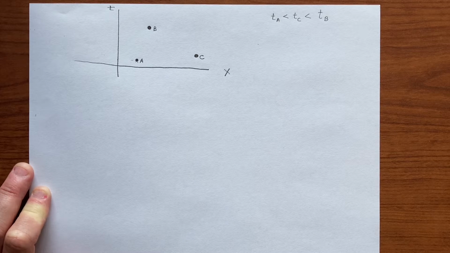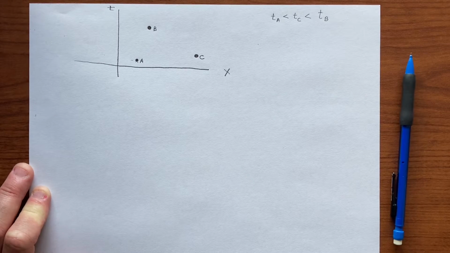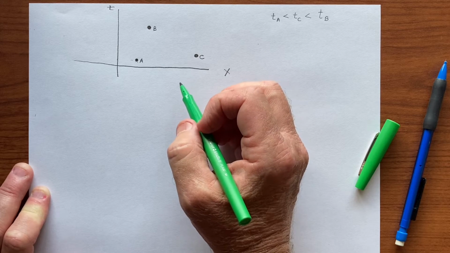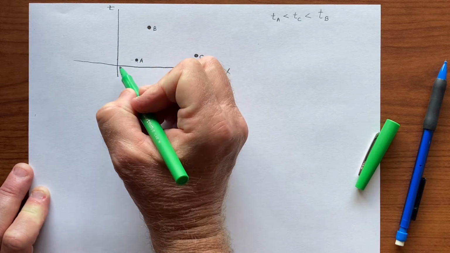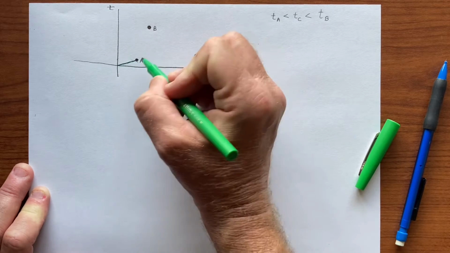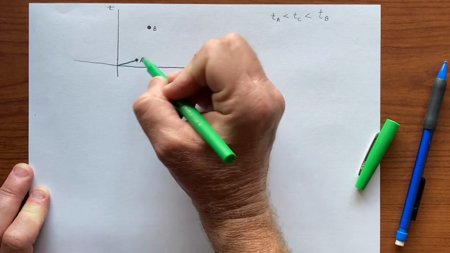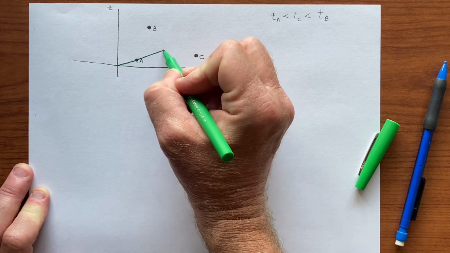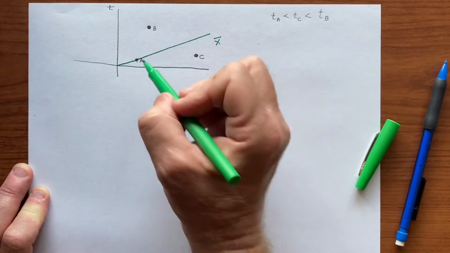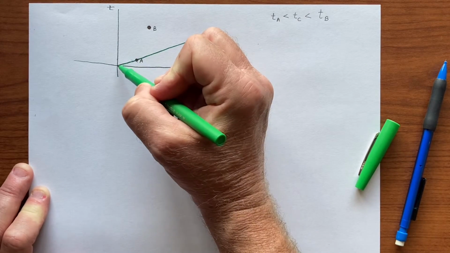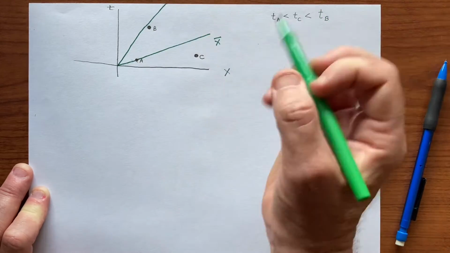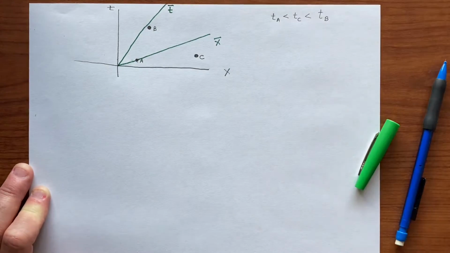Let's now consider an observer that is moving fairly quickly, and so the spatial axis of this observer, let's say, goes through event A, and so we'll go like this, and that would be X bar. And so I want that angle to be the same here, sort of like that. Seems about the same. That's T bar.